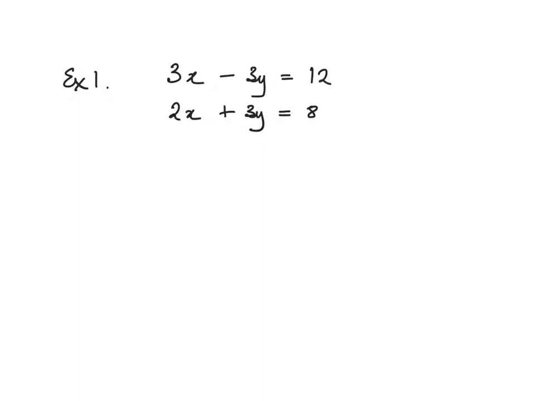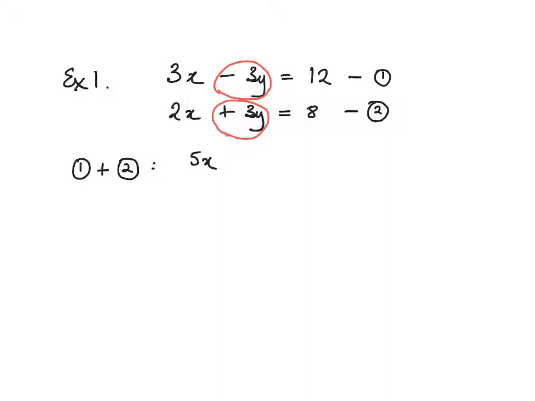Example 1. I hope you can see that we've got a minus 3y in this equation and a plus 3y in this equation. So the easiest thing for us to do is simply to add equations 1 and 2. That will give us 3x plus 2x is 5x. Minus 3y plus 3y is 0. 12 plus 8 is 20. If I divide by 5, x is 20 over 5, and then x equals 4.